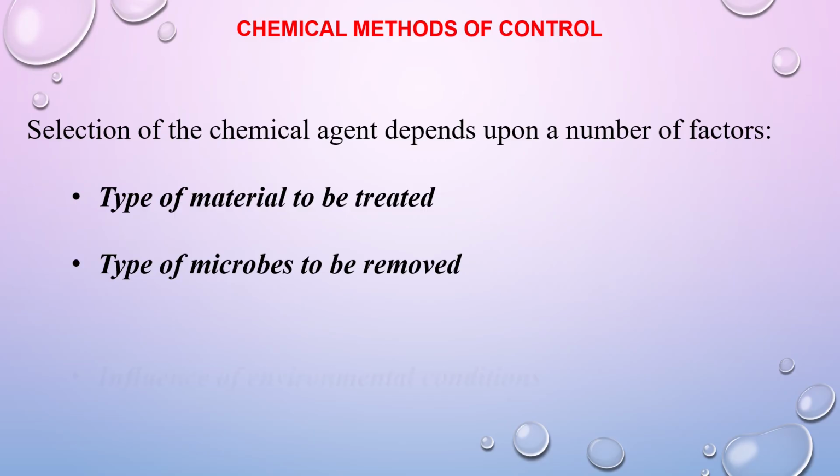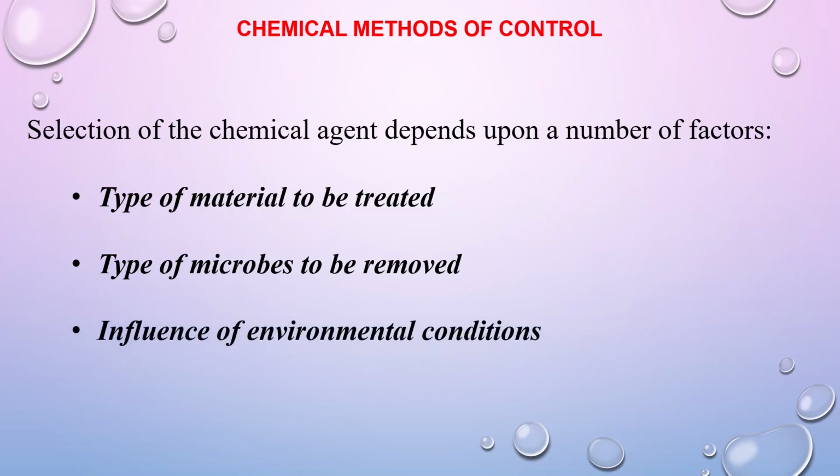The third factor is the influence of environmental conditions. We know that environmental parameters do have an effect on the growth of microbes and hence would also play an important role in controlling the growth of the microbes. While selecting a chemical agent, one should keep in mind the effect of these parameters on the agent so that it can be used under the most favorable conditions.